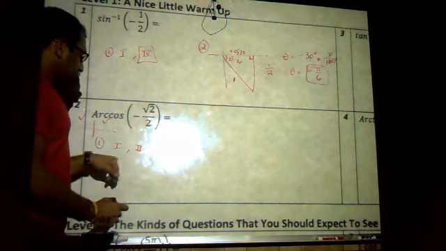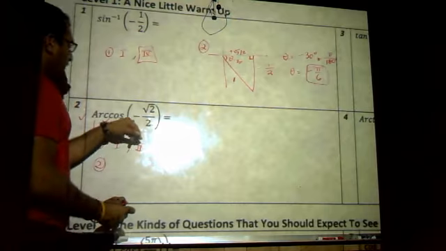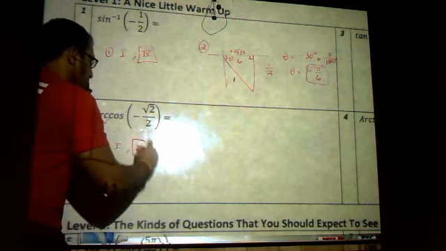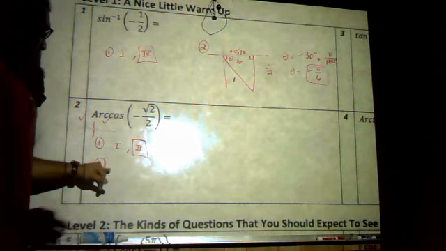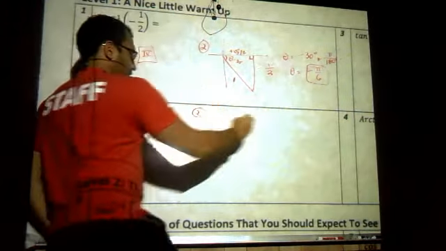If we go shopping in the first and second quadrants, where is my cosine going to equal negative square root of 2 over 2? It's going to equal negative square root of 2 over 2 in the second quadrant. Numero dos. Now what do I do? Draw my special right triangle. So let's go over here and draw the special right triangle in the second quadrant.